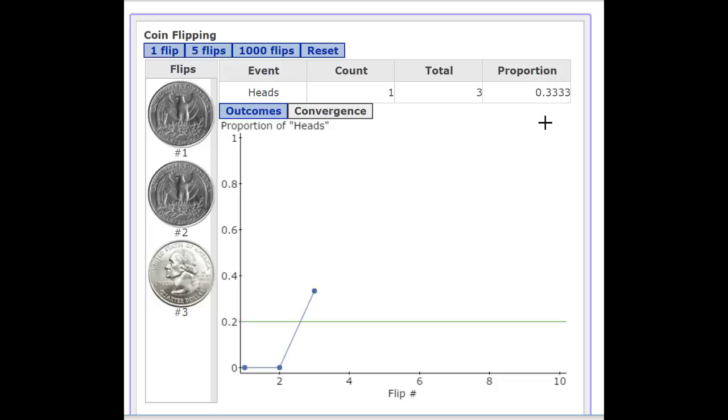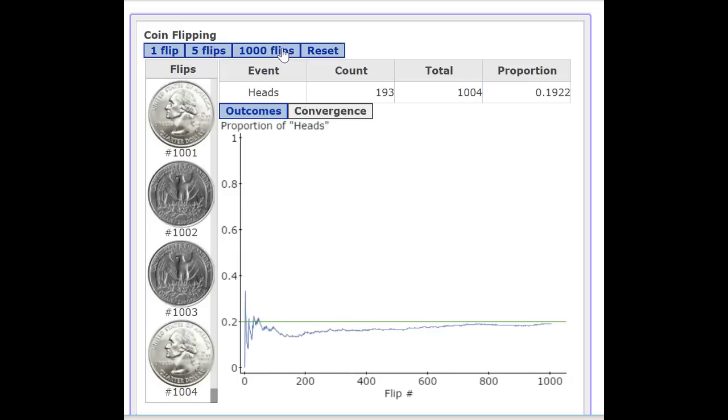0.33 is the proportion of heads with this coin flip. So you do it one more time, and now with 4, you get 1 out of 4. So again, short-term uncertainty, could be heads, could be tails. There's a lot of uncertainty in the short run, but in the long run, now if I start flipping these thousands and thousands of times, you see that at this point, with 1,004 coin flips, 193 of them resulted in heads, and the rest resulted in tails.